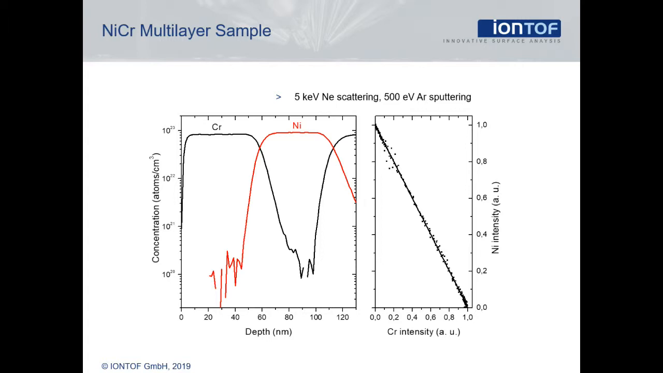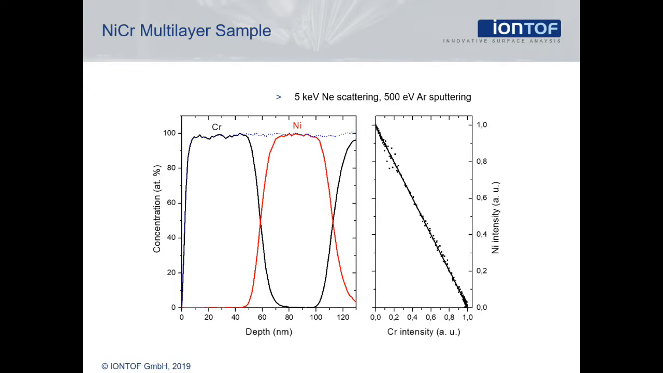Taking the sensitivity factors from the layers of pure chromium and nickel, the intensity scale is converted into a concentration scale. Plotting the same profiles on a linear scale and showing the sum of the two signals, the blue dots, illustrates how well the two signals add up to 100% over the whole depth range.